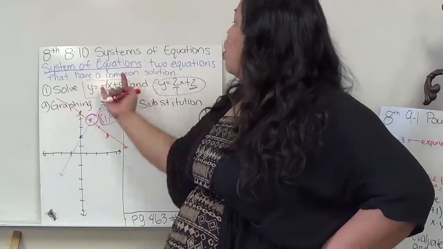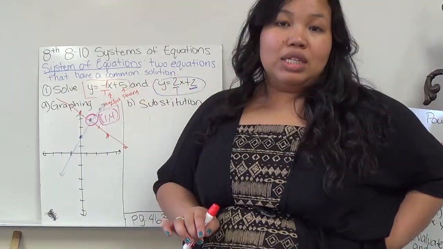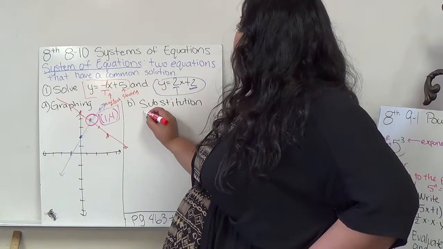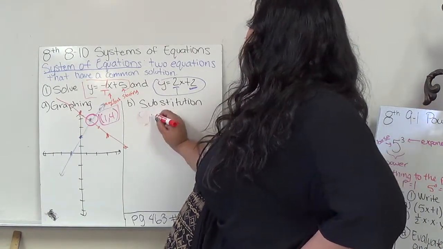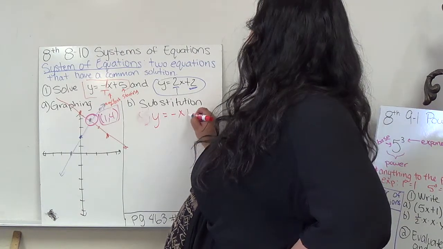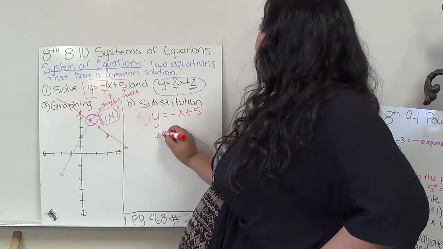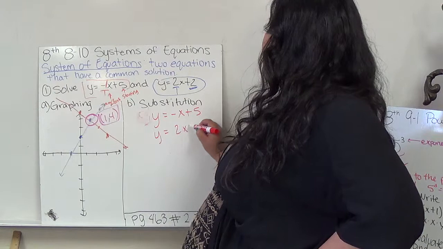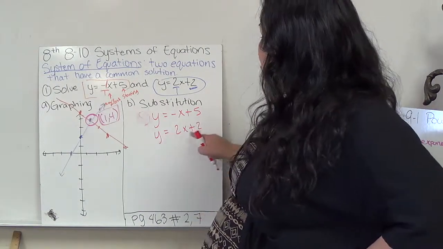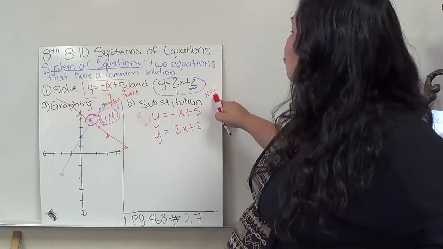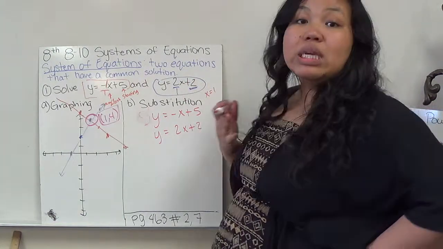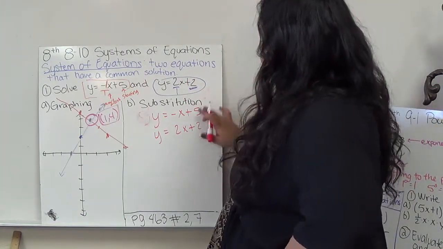So these both should share the same x and the same y. So if I have an equation y equals negative x plus 5, and I have y equals 2x plus 2, because these both equal y, just like if I said x equals 1 here, that means I can plug in 1. They're interchangeable. You can substitute them. And so it's the same concept here.